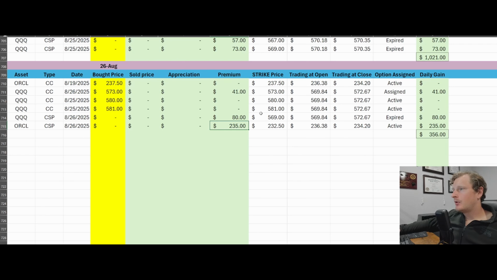And yeah, for my QQQ covered call that I ran for the daily at this 573 price, I made $41 of premium. So in total, I made $356 of premium. That was a solid day if you were to ask me, and that was only 3 trades. So maybe we can squeeze out some more tomorrow. We'll see how everything plays out.